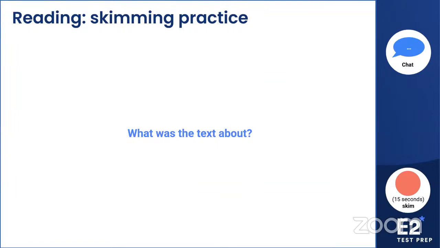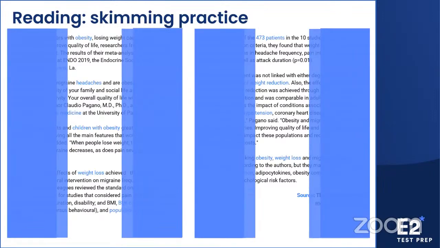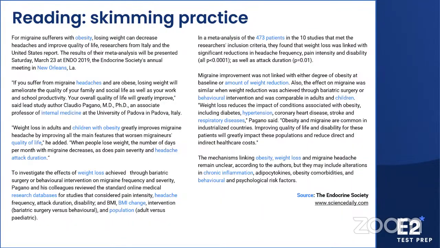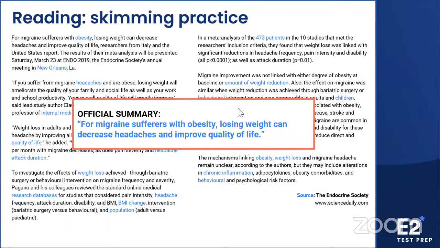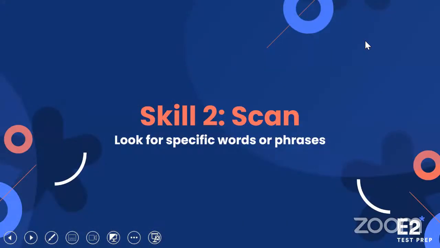All right, what was that text about? Put into the chat, what did you capture? What did you pick up from that text? Well done, Momina. Well done, man. Yes. Obesity, children with obesity. Yes, exactly. That word obesity came up quite a lot, didn't it? All right, so it was indeed about that.